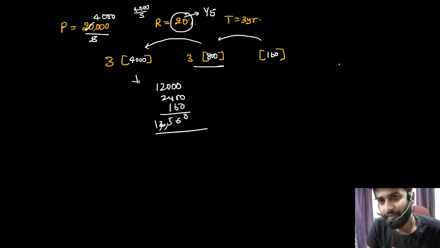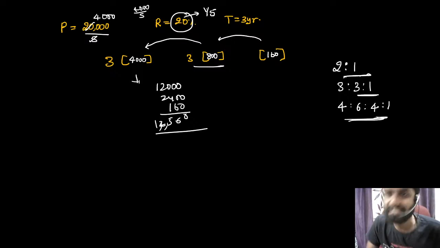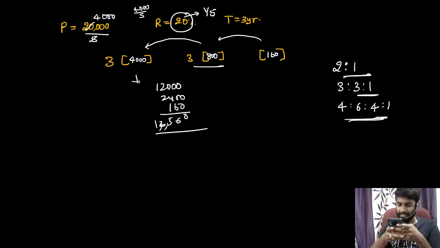That's why if it is 2 years, the ratio becomes 2:1. For 3 years, the ratio becomes 3:3:1. For 4 years, the value becomes 4:6:4:1. Keep these values in mind. Now you can easily solve any compound interest questions. Now tell me, guys, is it clear, everyone?